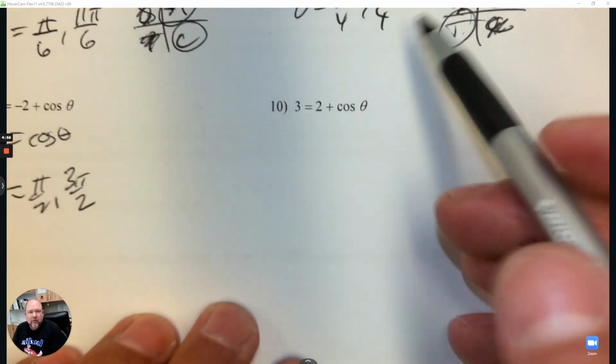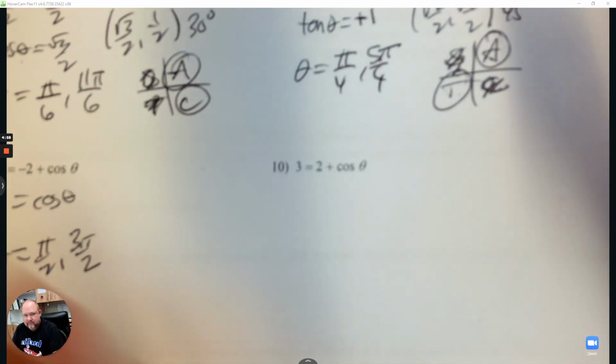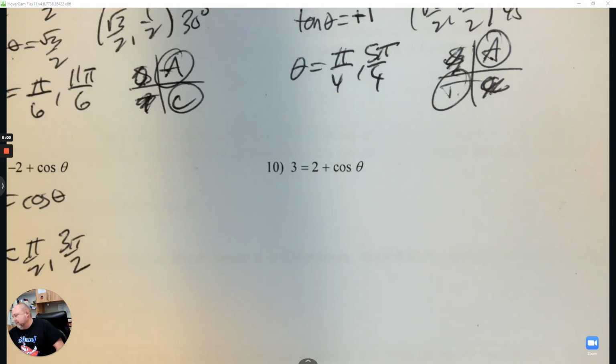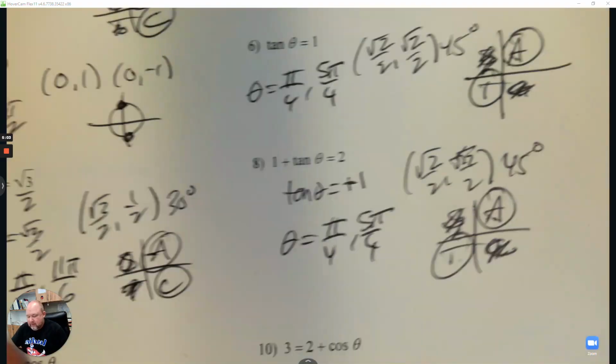See if my camera will cooperate. Try it first. I keep thinking if I raise this up a little, maybe it makes a difference.